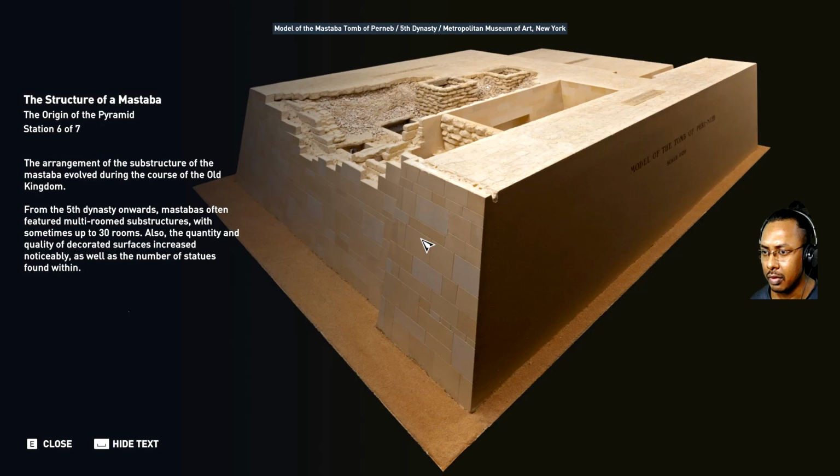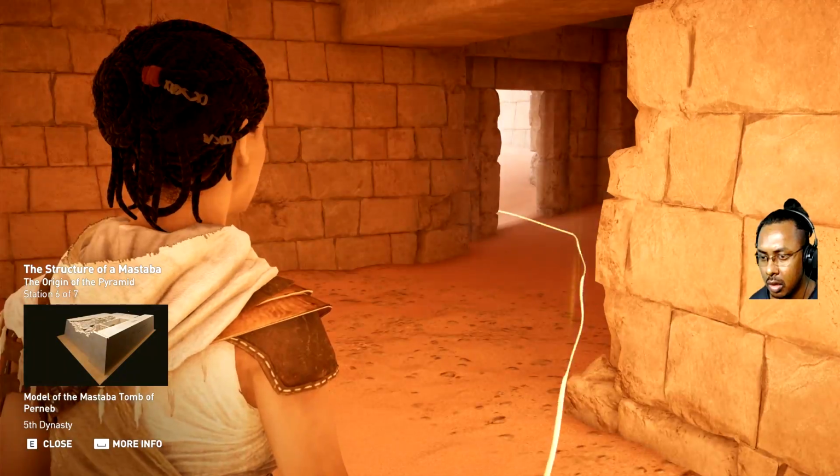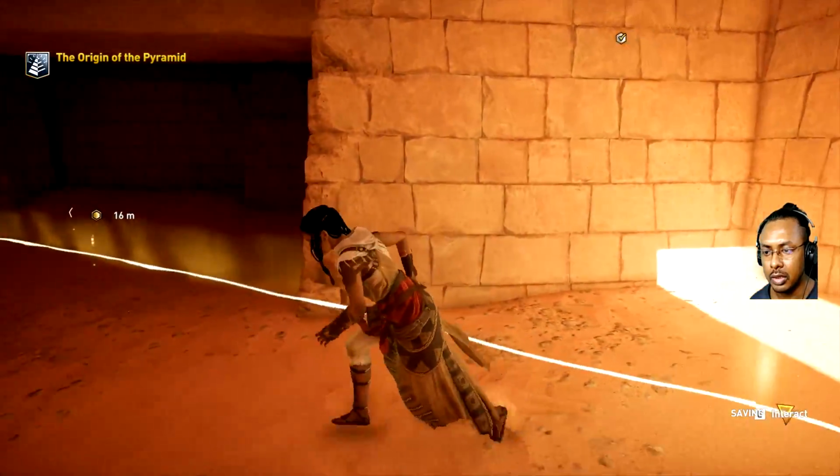And what do we have here? Okay, this is a created model of the mastaba tomb of Pranay, 5th dynasty, Metropolitan Museum of New York. So they could have 30 rooms. What do they need 30 rooms for? Maybe they are storing things inside. Yeah, that could be the reason. Okay, let's continue the tour and find out more about these pyramids.